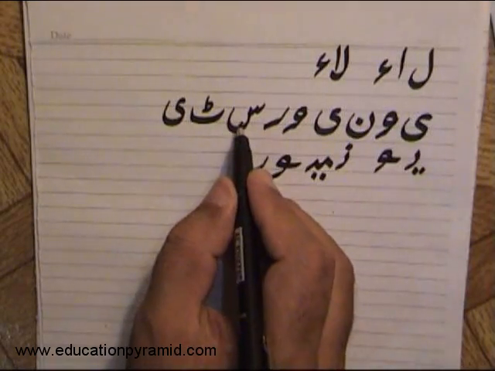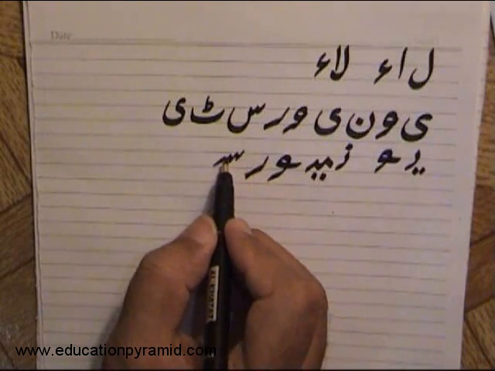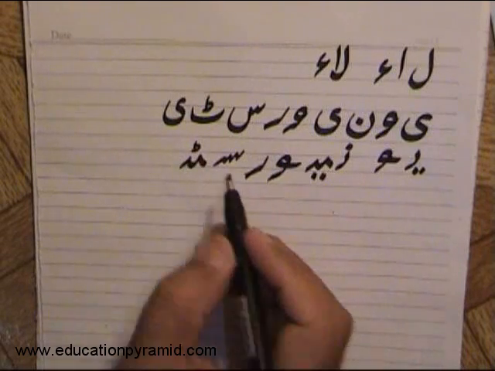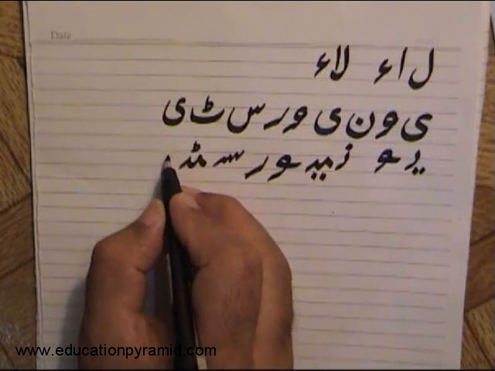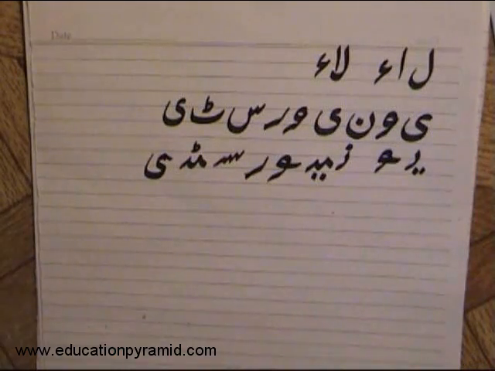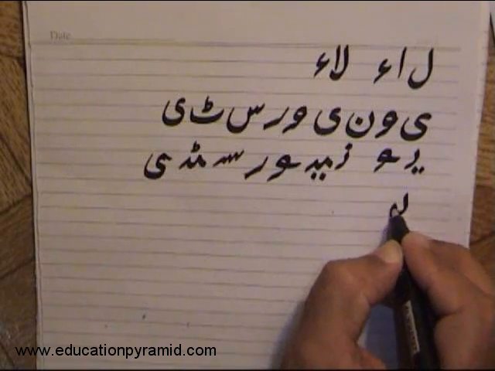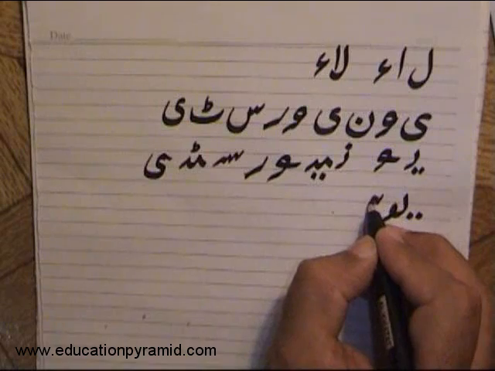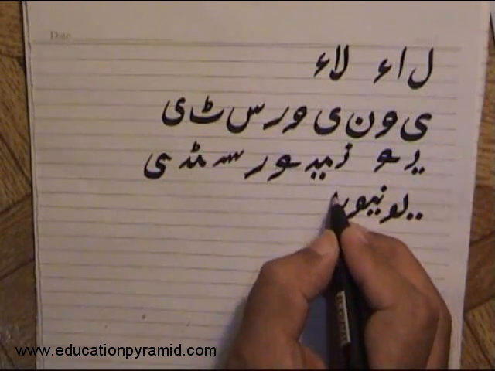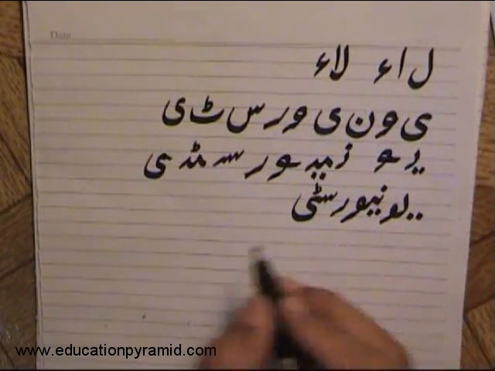Seen is a connector, so seen will take the initial position. Te is a connector, so te will take the middle position. And ye is a connector, so it will take the final position with the connector here. So when we combine these three groups, we write university like this. Uni, ver, university.